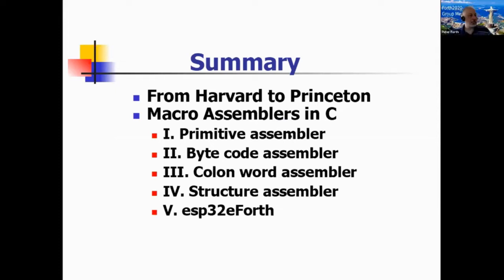So we start with a primitive assembler and write macros to assemble bytecode, and macros to assemble colon words, and then build the structures inside the colon words. And the level 4 is, of course, ESP32 E4 itself.